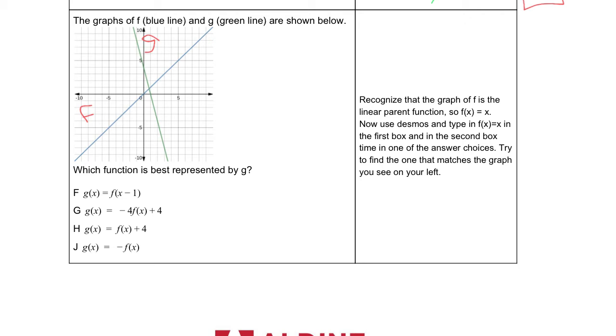All right guys, so I just finished typing everything in Desmos. Again, the steps are first type in f of x equals x on the first line, and then on the second one you should have typed in g of x equals f of x minus 1. Whenever I typed that one in, it was a parallel line. You should have gotten a parallel line too. So that obviously isn't the answer. Whenever I typed in G, I got the green line, and that is what we were looking for. So G should have been my answer.